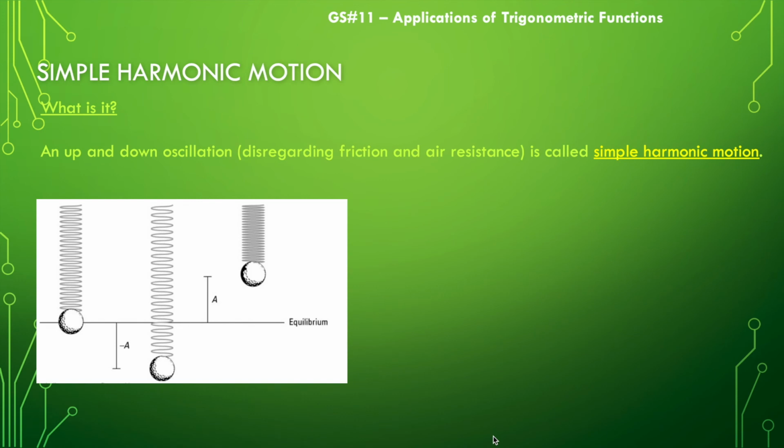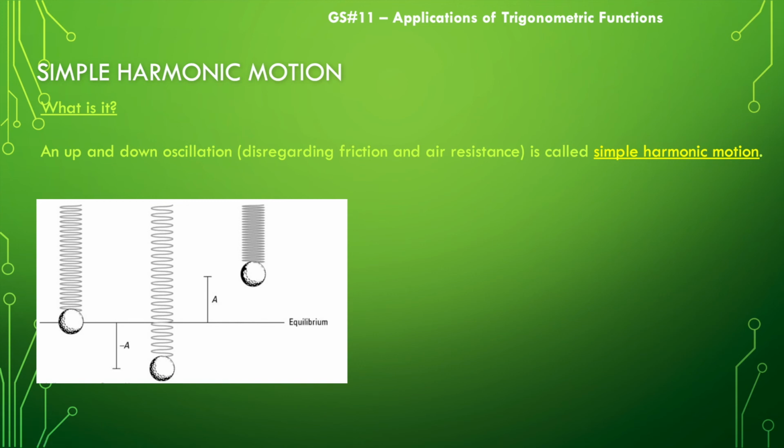So simple harmonic motion, that sounds awfully complicated, but it's really not. What that is, is just an up and down motion. It's an oscillation. And if we just have that motion that goes up and down, and we disregard friction or air resistance, that is called simple harmonic motion. So let's talk about that a little bit.